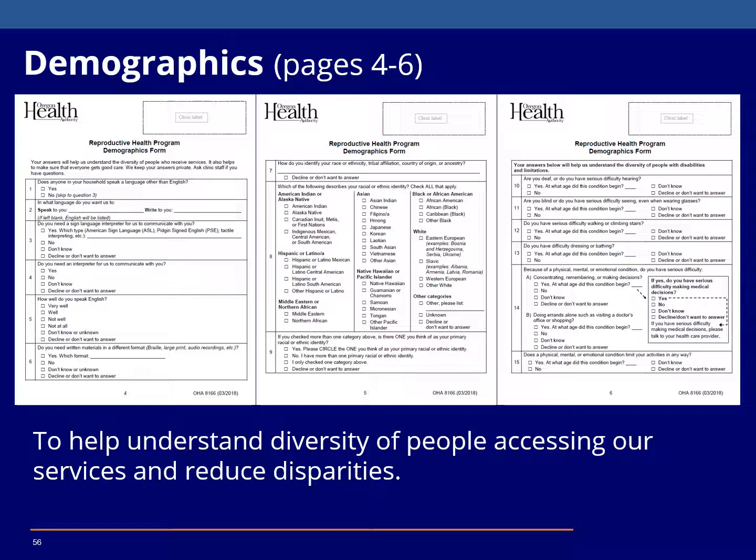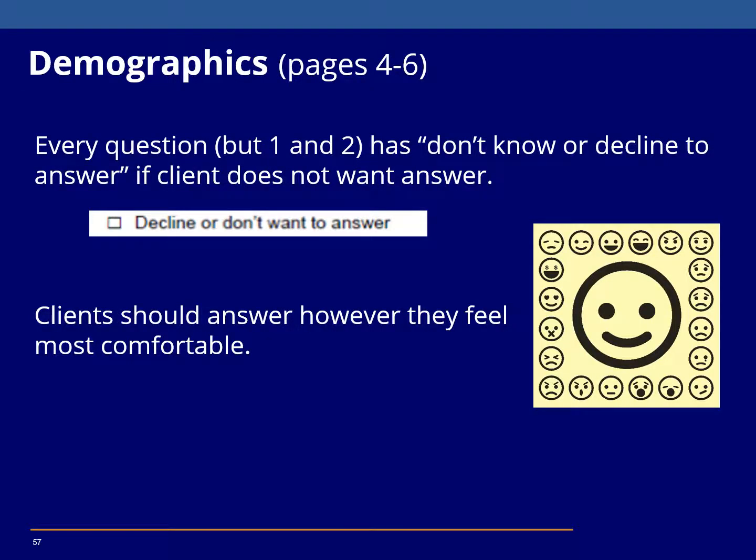And that covers the eligibility questions. Next are the demographic questions. None of these questions have anything to do with eligibility in the RH program. Their purpose is to help us reduce health disparities and ensure that folks receiving services are treated equitably. Clients should answer these questions however they want. Almost all the questions have a decline to answer option if they're uncomfortable answering, and they are also the last questions the clients must answer.